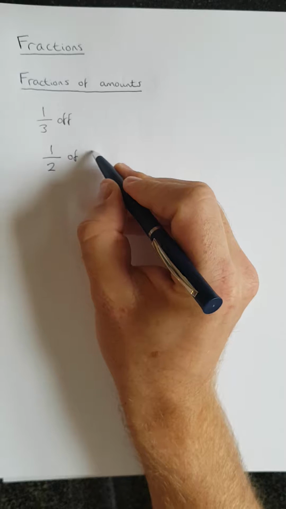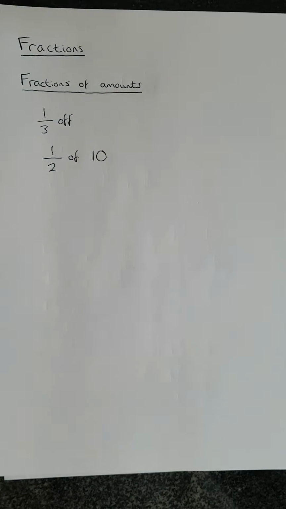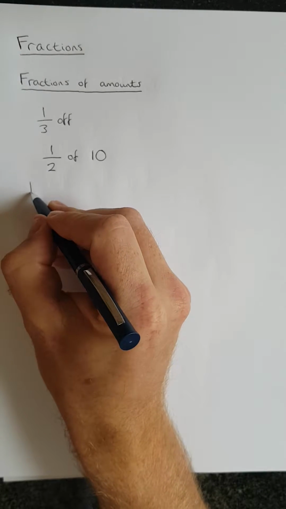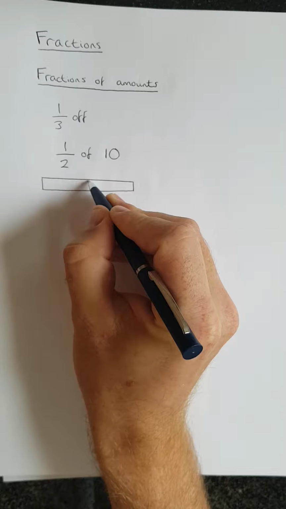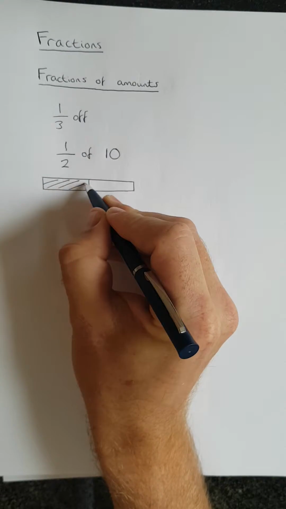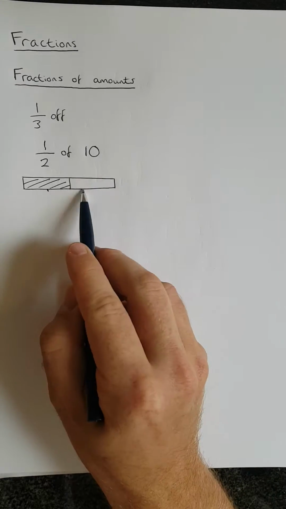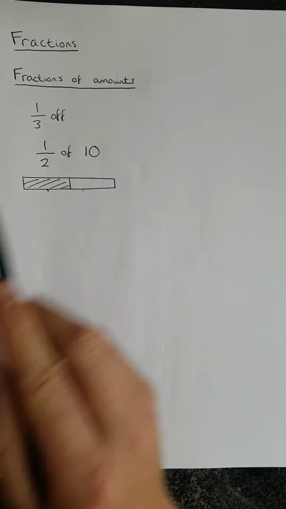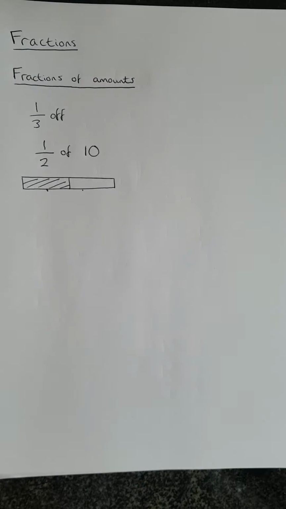Half of, and let's say 10. Now, we know that half represents this much. 2 of those makes a whole. So in this case, it's splitting 10 into 2 equal parts.